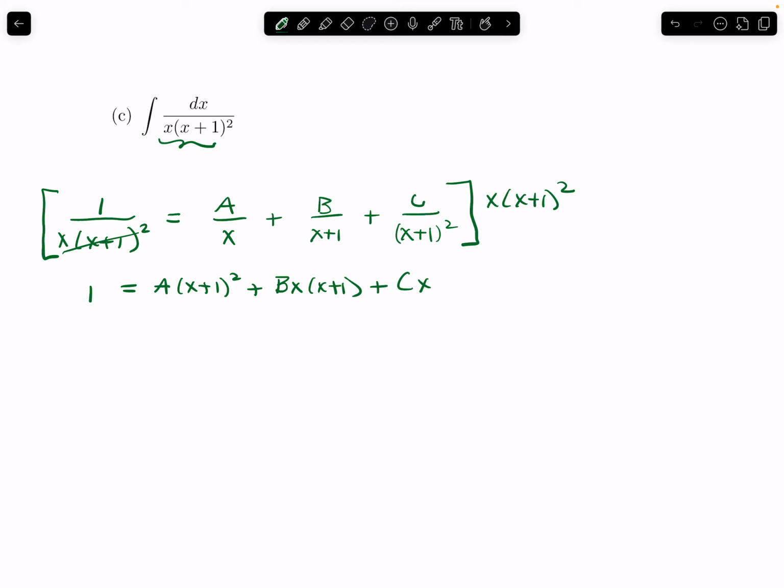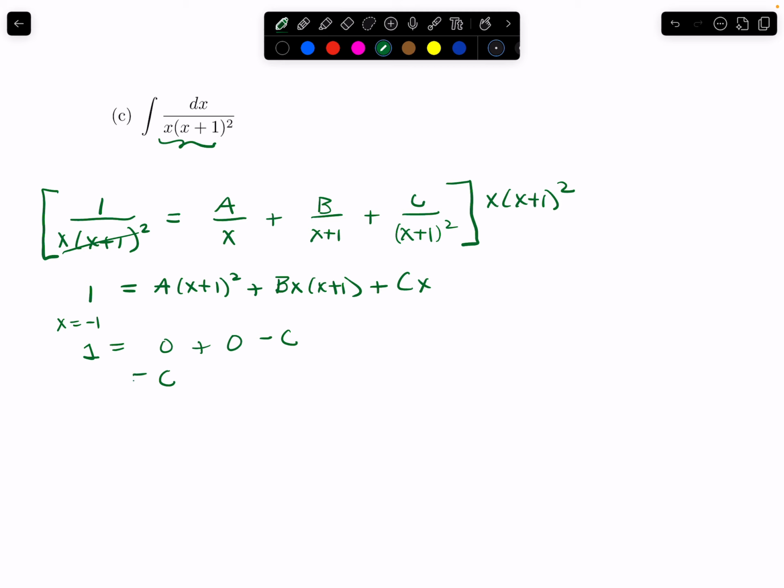Now we like to plug in values for x to solve for our A, B, and C. And we like to do them where they zero out some of them. So if we start with -1, if I say x is equal to -1, the left stays 1, equals, that becomes 0, the next one becomes 0, and this is minus Cx. C times x, x is my -1, so minus C. So this tells me C is equal to -1. Okay, let's try x equals 0. That's going to zero out the C term and the B term, and we're left with 1 is equal to A times 1 squared, or just A. So A is equal to 1.